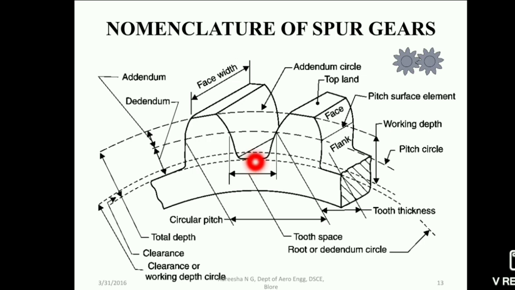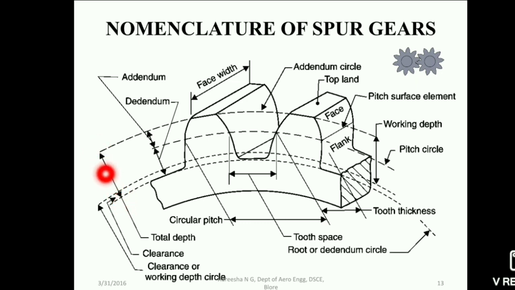Then you have the face. Face is the side of the teeth which is above the pitch circle, and similarly the side of the teeth below the pitch circle is called the flank. Then you have top land. Top land is the top surface of each tooth. And then you have the tooth thickness. Tooth thickness is this distance from this point to the other point. Then total depth is the full distance from the addendum to the base.